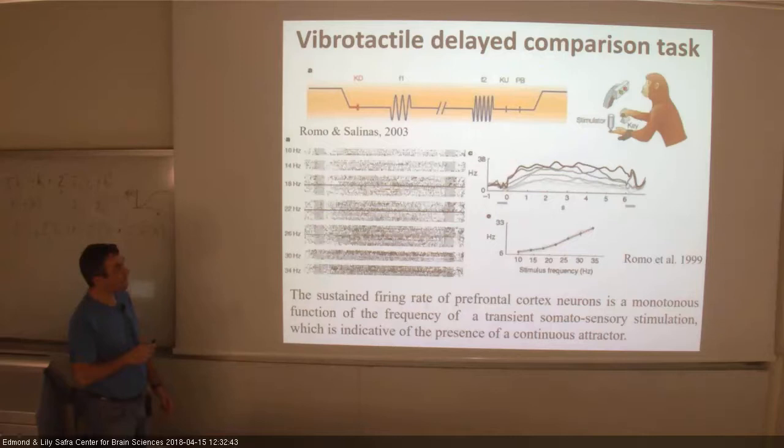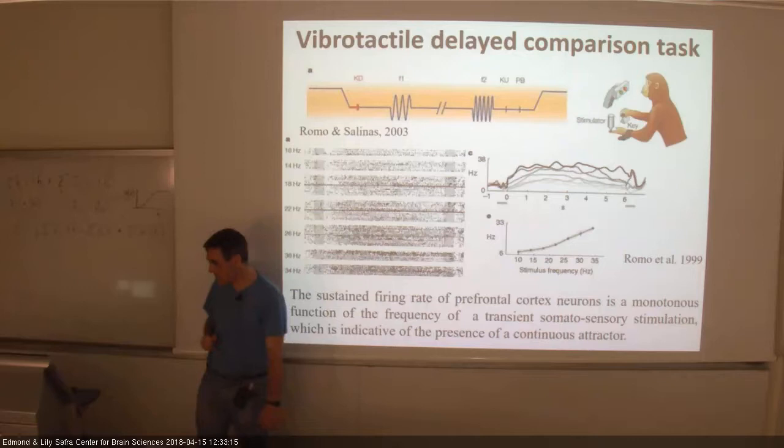And this is quantified here. Different colors correspond to different frequencies, going from low frequency to high frequency. The higher the frequency of the first stimulus, the higher is the activity, or the higher is the firing rate during the delay period. This is firing rate as a function of stimulus frequency, a monotonic increasing function.